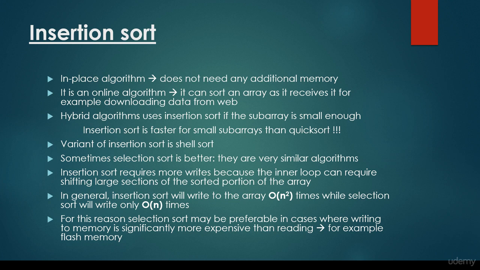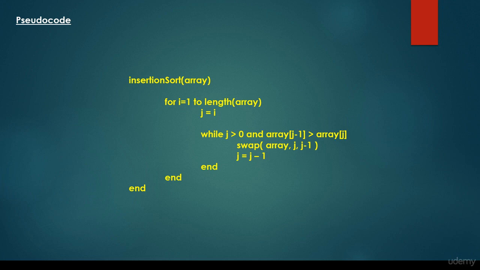So for this reason, selection sort may be preferable in cases where writing to memory is significantly more expensive than reading, for example, flash memory. But anyways, if the writing operation is not that expensive, then we usually favor insertion sort. We are going to implement merge sort and quick sort to use insertion sort as a sub-procedure. Okay, so let's take a look at the source code.